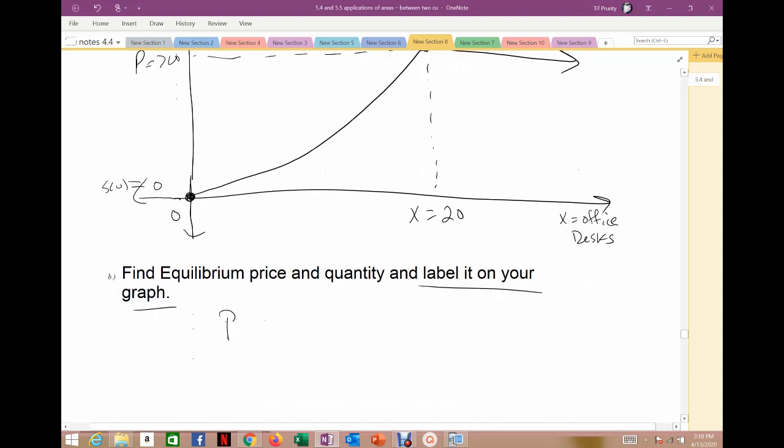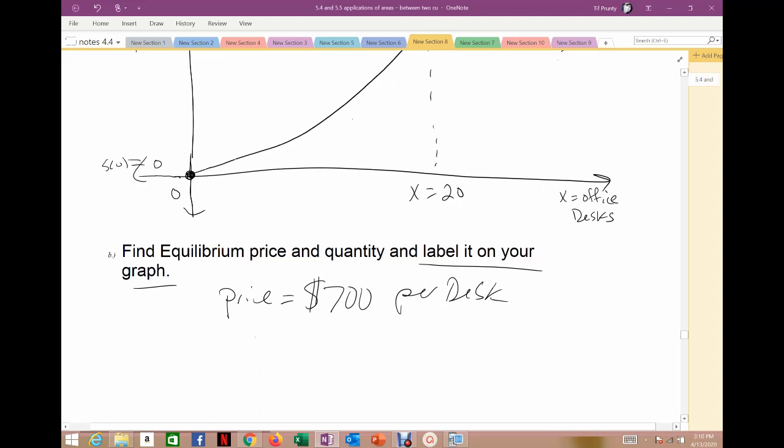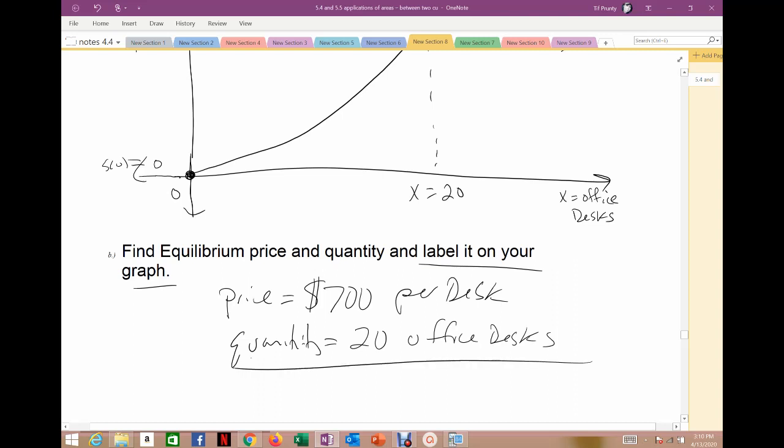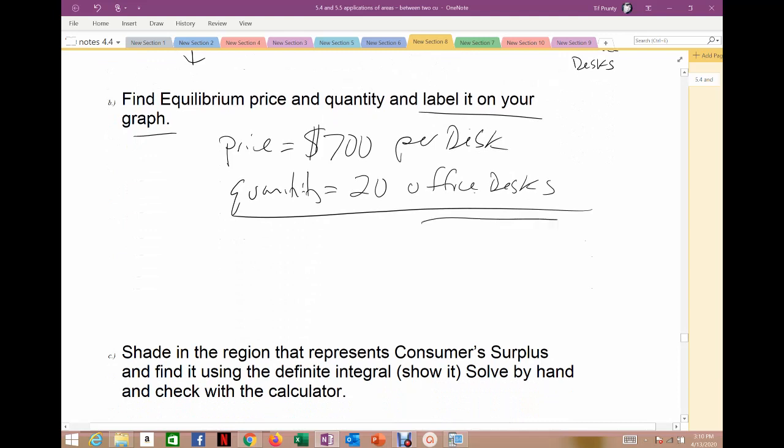So my equilibrium price with units is $700 per desk. And my equilibrium quantity, well, if they set that price, they're going to sell 20 office desks, over whatever the time period is, days, weeks, months. But there's my equilibrium point: 700 for the price in dollars, and quantity is 20 desks. Make sure you give units. Units are always important. 700 has meaning, 20 has meaning.